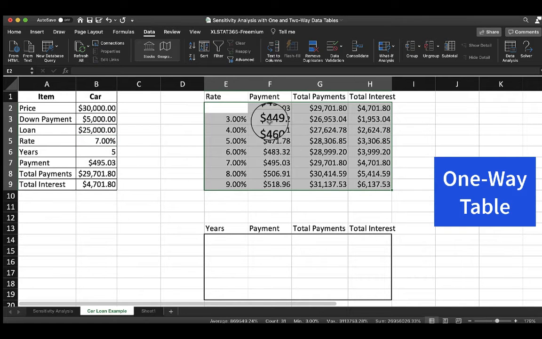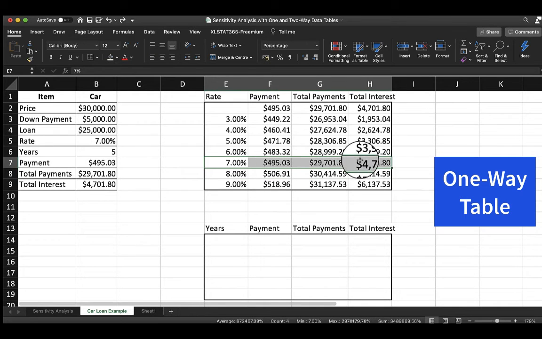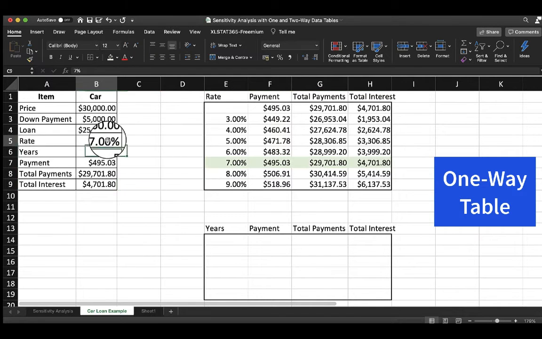Now you see the different outputs on the basis of these desired interest rates. Suppose for 3% you have got these values, for 4% you have got these values, then 5%, 6%, and so on. If I click here, you see the results that at 7% payment was 495 and total payments 29701 and total interest 4701. So we can find out which interest rate suits us best.